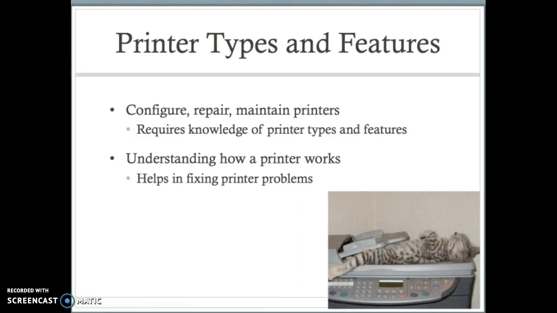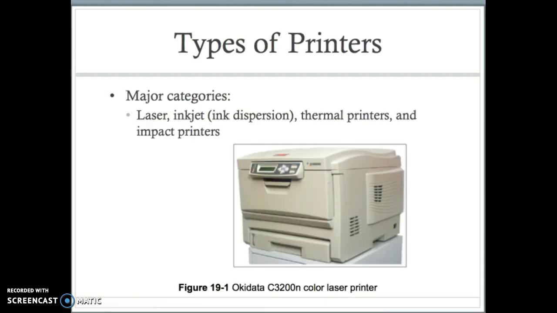The types we're concerned about are configuring, repairing, and maintaining printers. How do we know what to do? We have to know how they work, and we used to have to hire people to take care of our laser printers and things like that. Now, most of you have a printer at home, I would suspect. So some of you have one of the 4 topics I'm going to talk about, which are laser, inkjet, which is like a bubble jet, thermal printers, and impact printers.